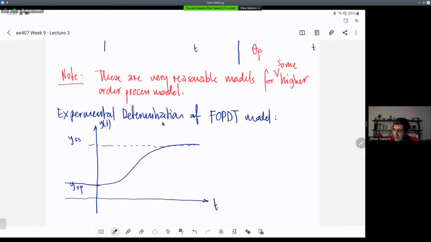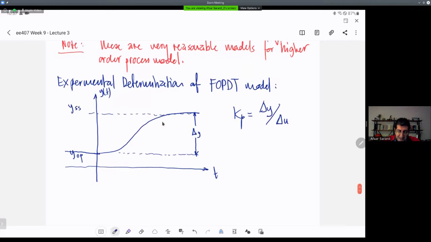Now, first of all, the process gain is very simple to calculate. Okay, it's simply the ratio of how much the output has moved in response to how much the input has moved. Okay, so that's the gain, the difference in y. So this magnitude over here is your delta y. Okay, and you know how much your delta u has moved. So this gives you the process gain.